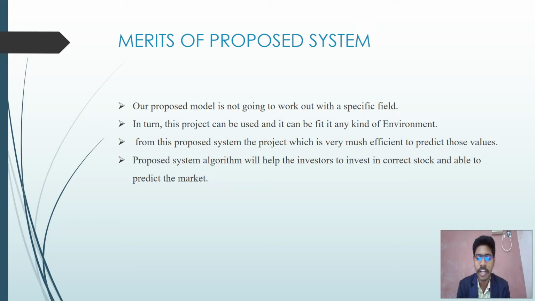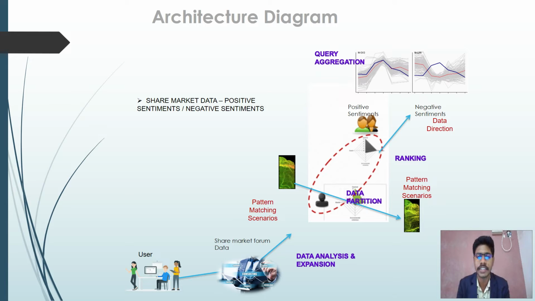So it will help the investor and current stock to predict the accurate value with the algorithm. This is the architecture diagram of the share market. The users can get knowledge from the site or from the app. A share market forum data can be analyzed by association. The data partition will be here. The partition will check the roles of the historical data, how the data moves up and down.